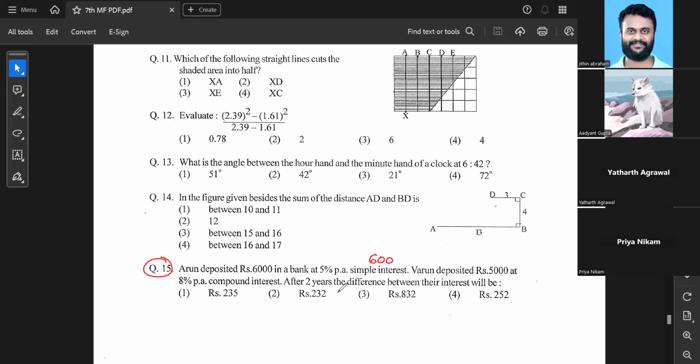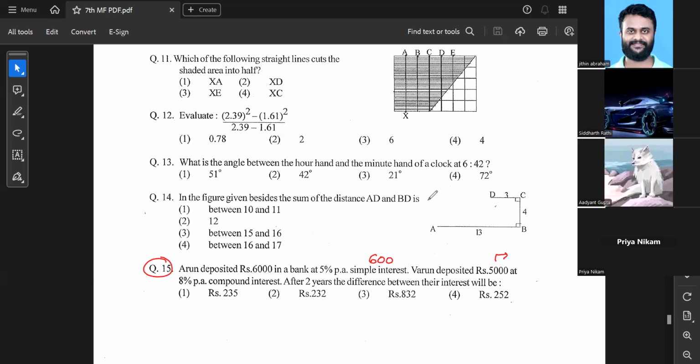And the other guy, Varun's interest is 8% for 2 years. So in the first year, he will get 8%. How much is 8% of 5,000? 400, sir. 400. Very good. To solve compound interest, I know you have a formula, but in the formula there is a square and all those things. So I'll tell you a much simpler idea. Since there are only 2 years, we can do this. It's very simple. The first year, he'll get an interest of 400.